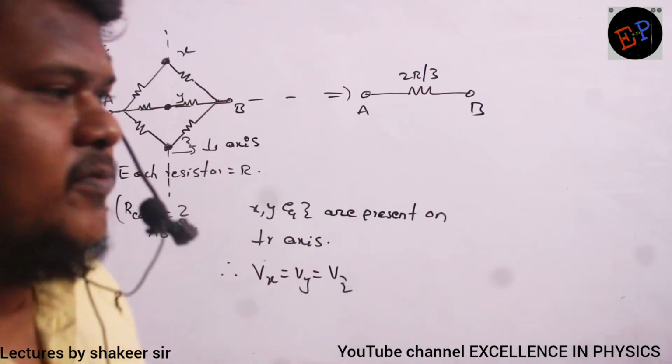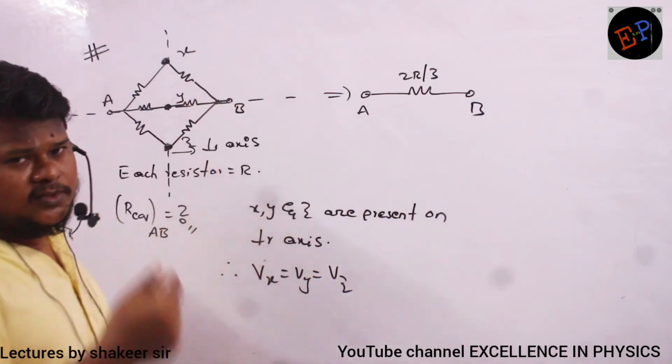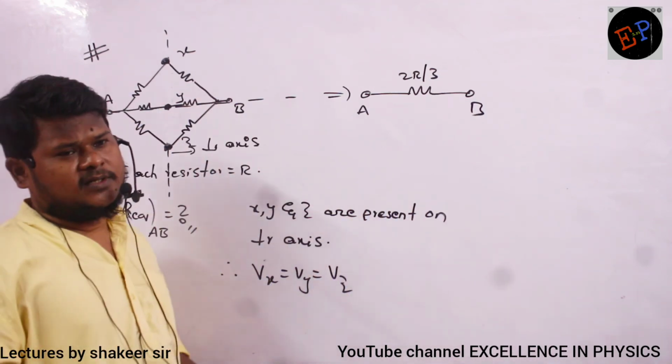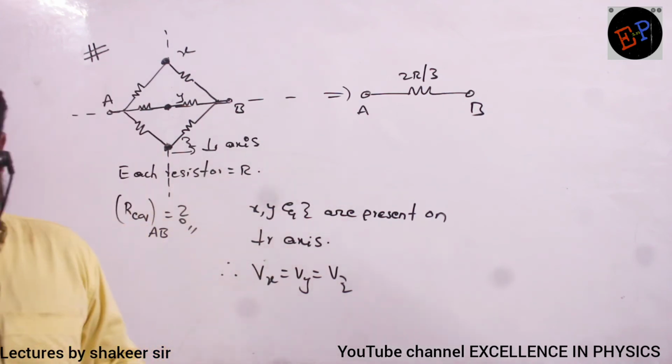Like this also you can do, without any calculation. If 2 branches are there, 2R by 2. 3 branches are there, 2R by 3. 4 branches are there, 2R by 4. Like this you can divide in parallel connection. Okay? That's it.